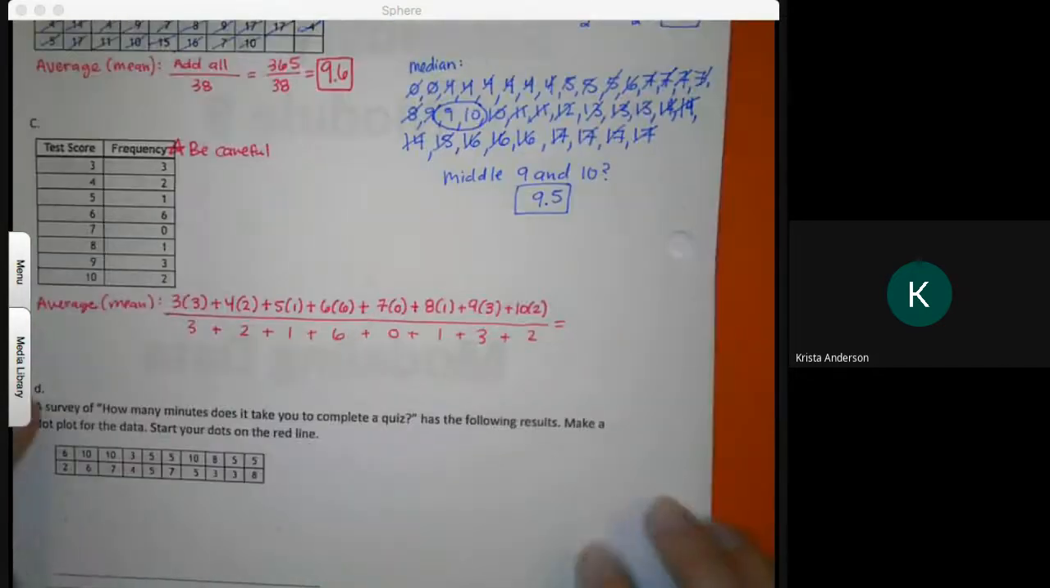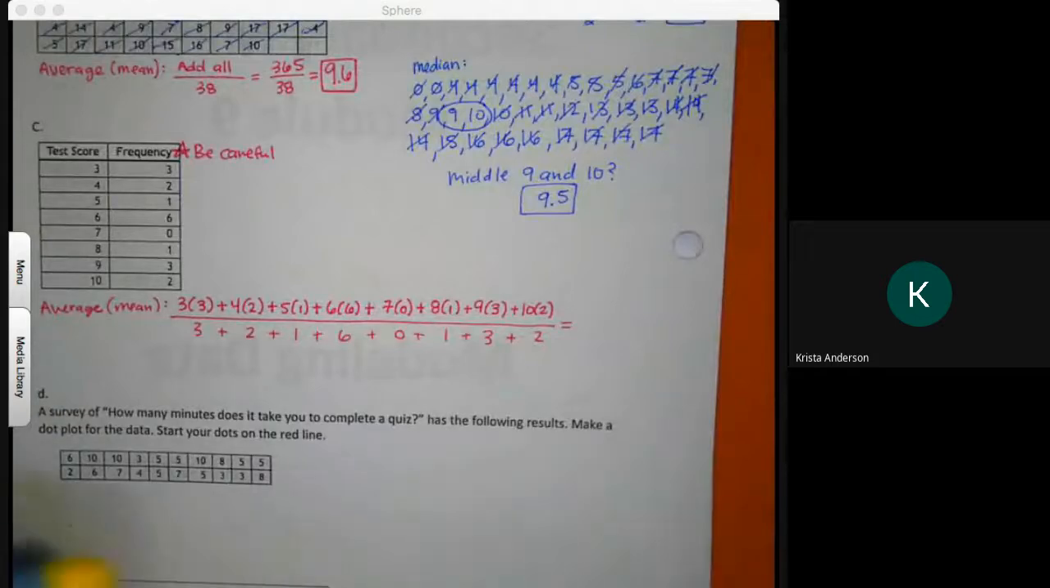I'm going to use my calculator. 3 times 3 plus 4 times 2 plus 5 times 1 plus 6 times 6 plus. Why do I not have to type in the 7 times 0? Why can't I just skip it completely? Because it equals 0 anyway. So I could skip that.